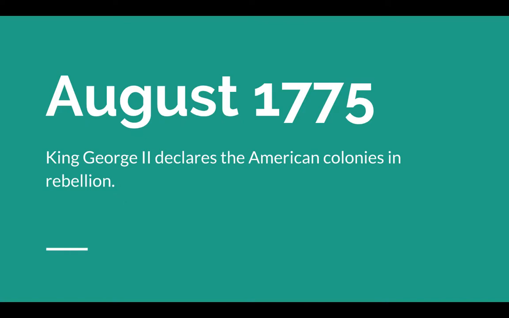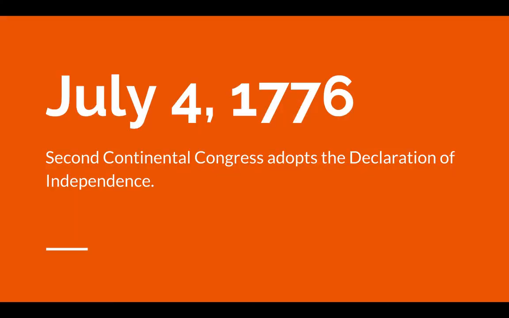All right, welcome back again. We have just 5 more quick events that were crucial to the development of the Articles of Confederation. August 1775, King George II declares the American colonies in rebellion. July 4th, 1776, we know the Declaration of Independence was signed. This is when the Second Continental Congress adopted the Declaration of Independence.